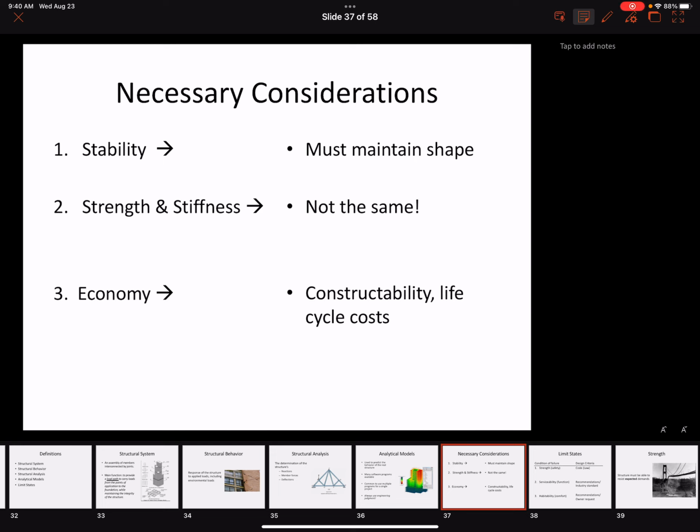Elastic behavior is what we typically assume for our analyses in this class. In advanced structural analysis, you'll have to consider plastic behavior. This is really relevant for seismic analysis. But to start off, we're going to stick to elastic analyses.